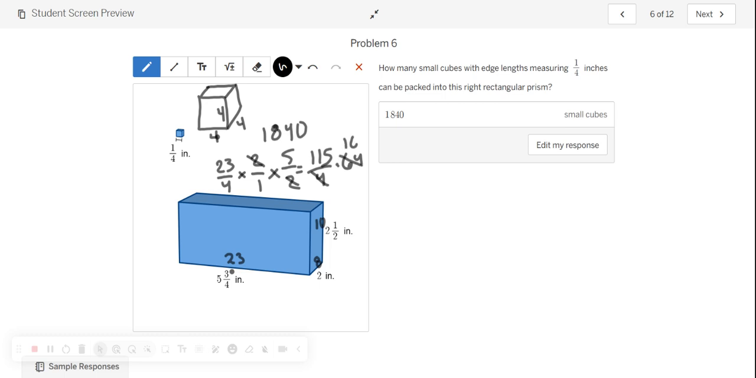The 4 and the 64 simplify. That becomes 16, and then 15 times 16 is, well, it's not on my multiplication chart, but it's gonna be 1840. And so there's two ways to do this. You could either find the cubic inches and then figure out how many little blocks are in a cubic inch, or you can convert the measurements into how many little blocks there are and then just multiply that. I think that's way easier. I didn't have to use many fractions.